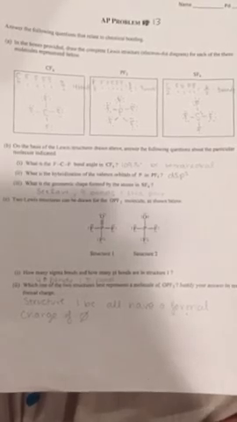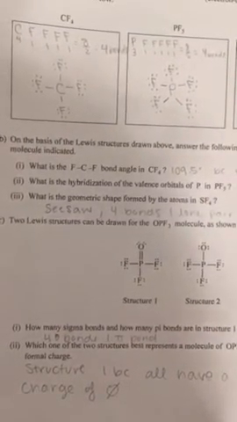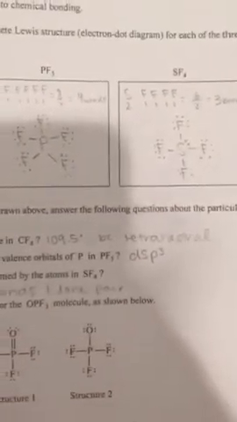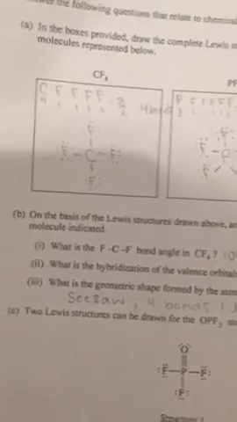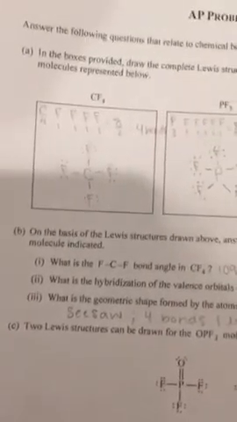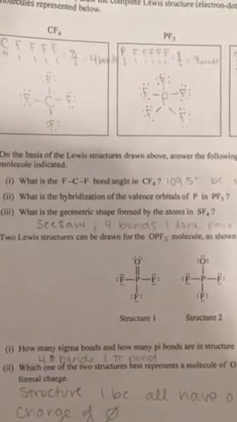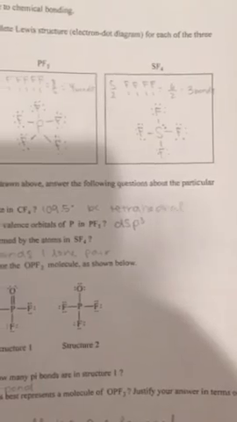the particular molecule indicated. So part 1 asks, what is the FCF bond angle of CF4? So this is the CF4 molecule, and it's 109.5 because it's a tetrahedral geometric shape. It's 4 bonds and no lone pairs on the central atom, so that makes it tetrahedral. Part 2 asks, what is the hybridization of the valence orbitals of P in PF5? And that is dsp3.